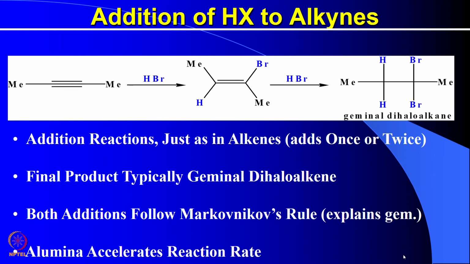Similarly, when you try to add HX to an alkyne, it follows Markovnikov's rule, and on addition of the first molecule of HBr, it produces the first compound, 1, here. Then when you add the second molecule of HBr, it forms the carbocation which is more stable. Therefore, the gem dihalide or geminal dihalide is the product in this type of reaction. And sometimes alumina is used as a catalyst that activates this type of reaction.